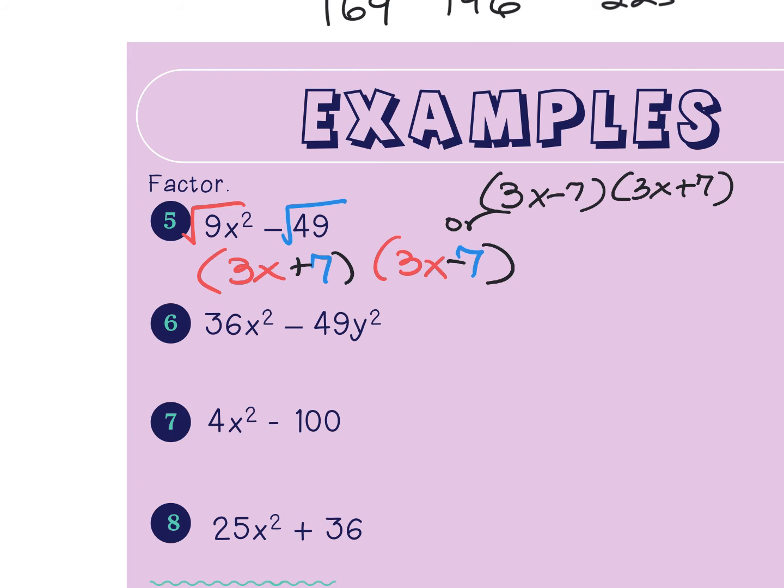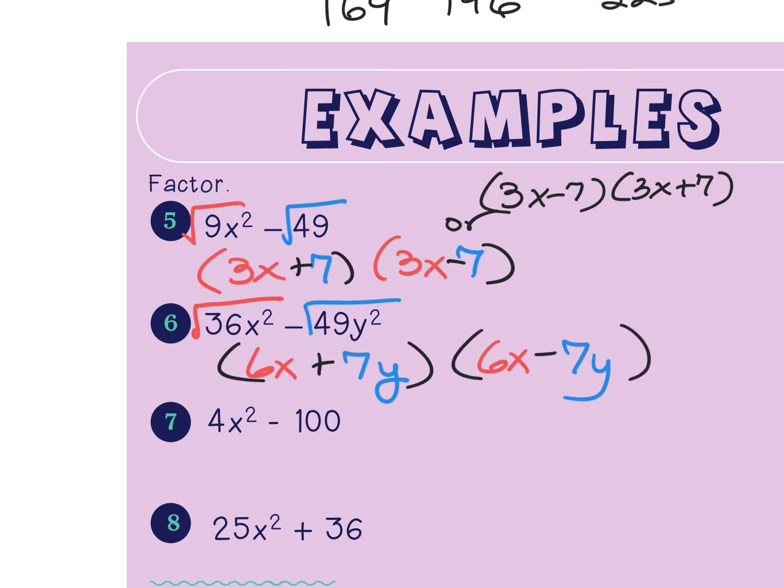Still, no GCF here, but I can recognize that 36x squared is a perfect square, and so is 49y squared. So I'm going to square root the 36x squared and square root the 49y squared. The square root of 36x squared is going to be 6x, and the square root of 49y squared is going to be 7y. And then one's going to get a plus sign, one gets a minus sign.